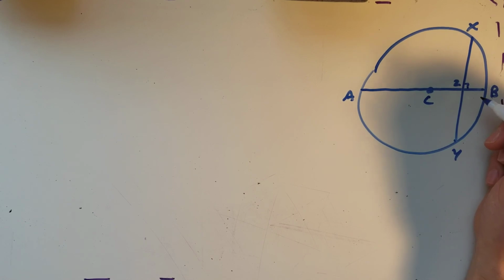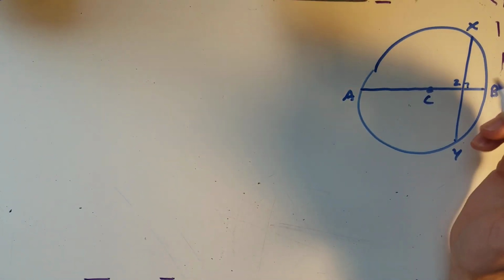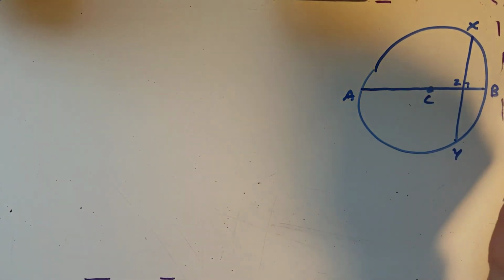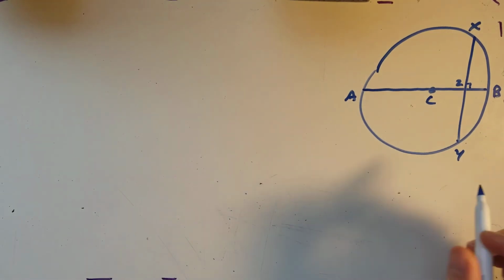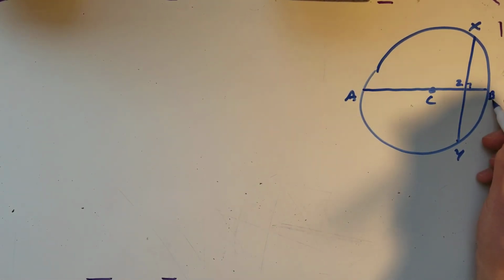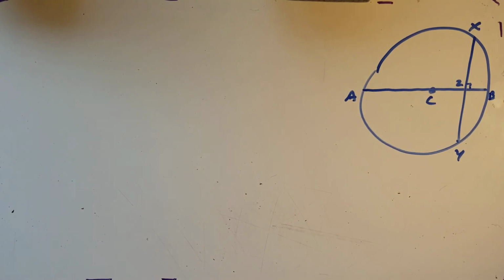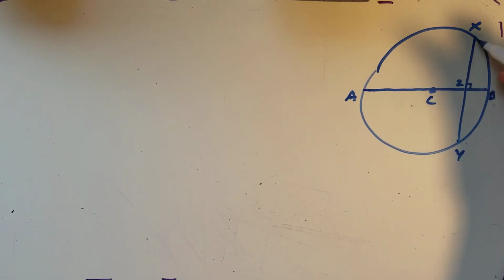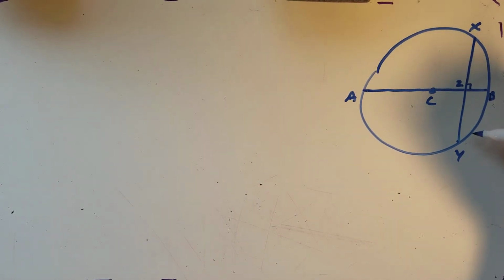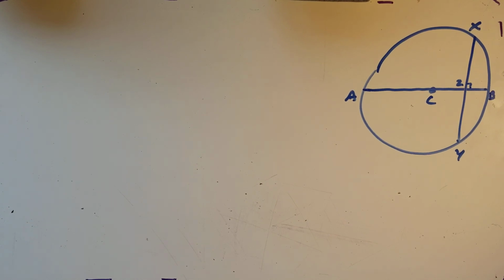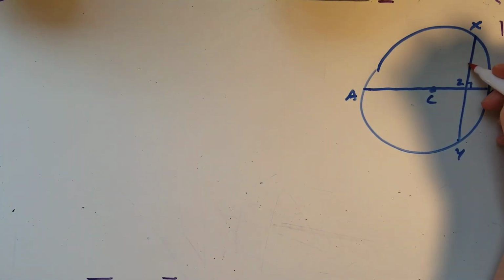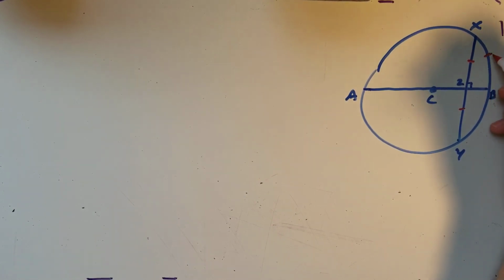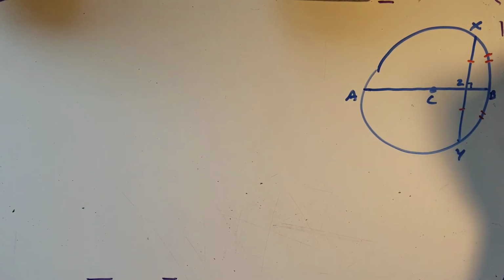So this theorem states that if the diameter or radius of a circle is perpendicular to a chord, then it bisects the chord and its arc. So looking at what we have here, given that AB is the diameter, and AB is perpendicular to this chord XY, this is what the theorem is saying: it's going to bisect this chord, so these two segments are going to be congruent, and we also know that the arcs are going to be congruent as well.